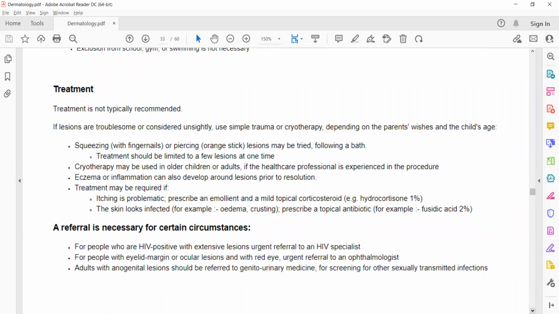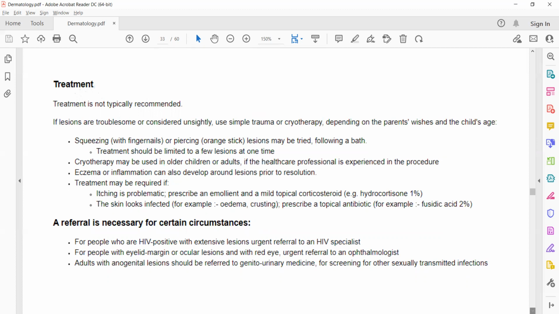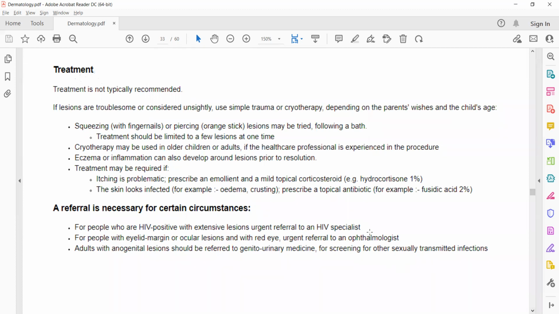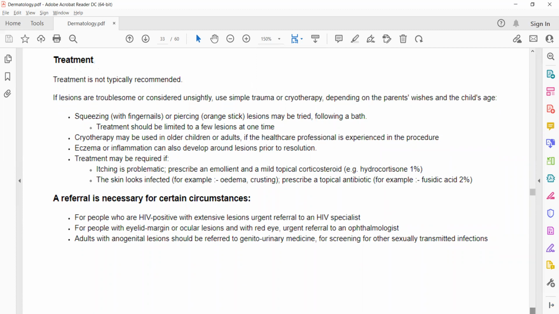Usually, treatment is not required, but if the lesions are troublesome and someone wants them to be removed, then cryotherapy can be done to remove them. And if there is extensive itching, then emollients or topical corticosteroids can also be prescribed.